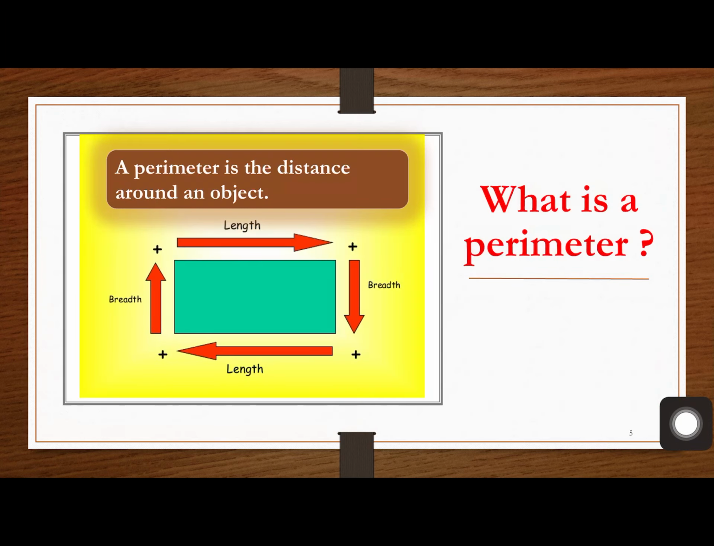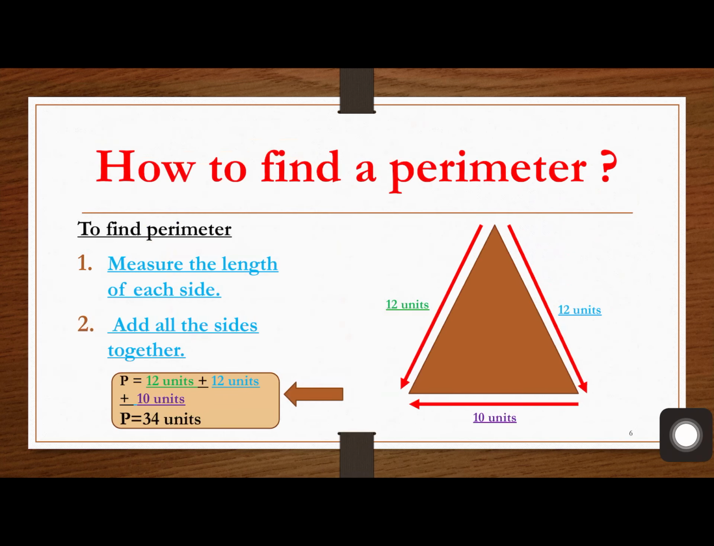So what is a perimeter? Perimeter is the distance around an object. So these sides are the length, and this over here is the breadth or the height. Perimeter is the distance around an object. It's the measurements all around our object. So how do we find perimeter? Well, there are 2 steps to finding perimeter, and they are very basic, easy steps.